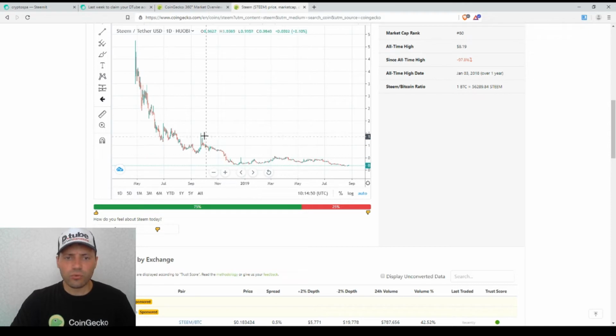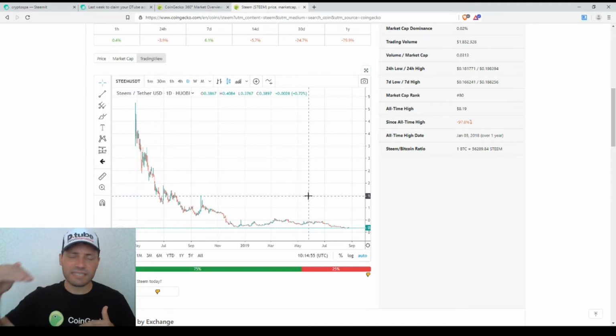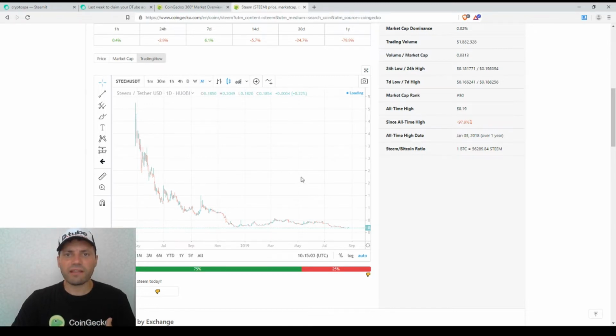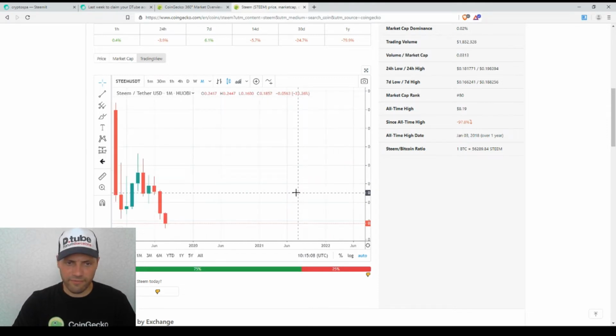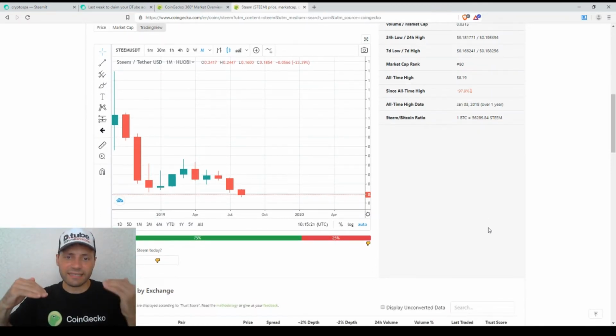Once again, on the 1 day time frame, we have this downtrend sequence of descending highs and descending lows. Let's have a look at the broader picture and what the price chart of Steem looks like on a 1 month time frame. These are the candlesticks, and at the moment we have a continuation of the sequence of bearish or red candlesticks that have descending highs and descending lows. So on the 1 month time frame we have a bearish signal.